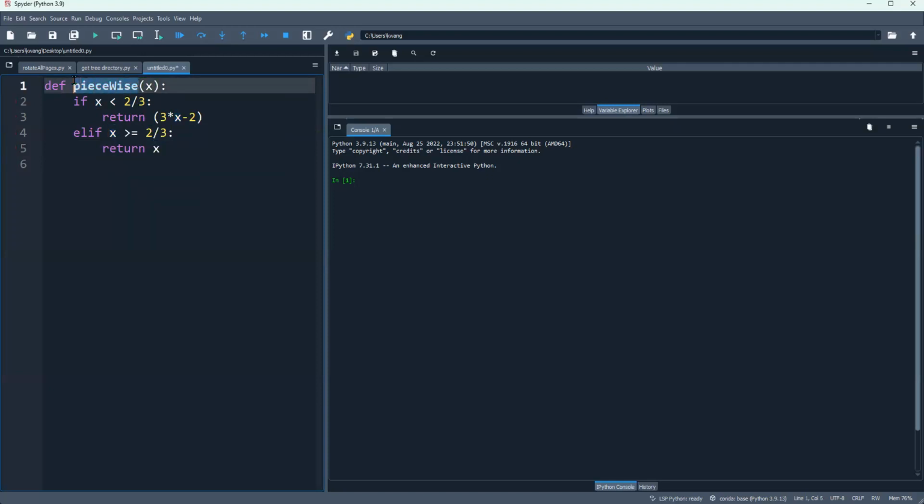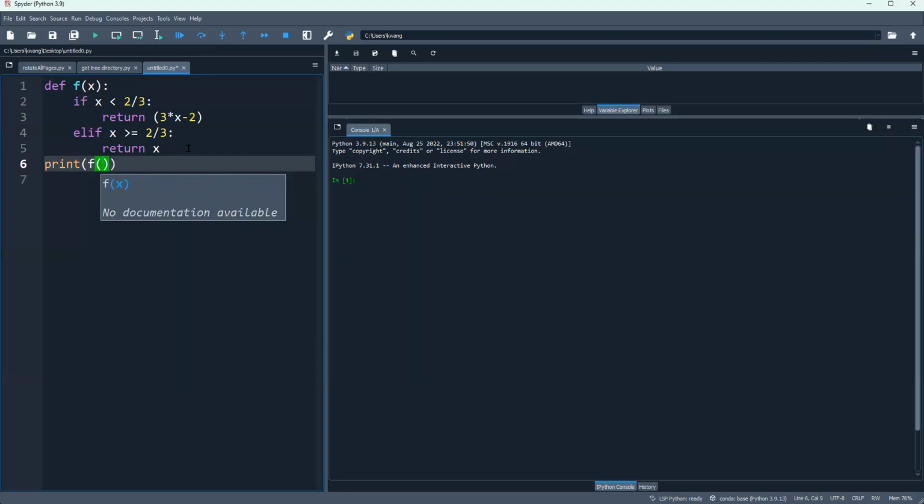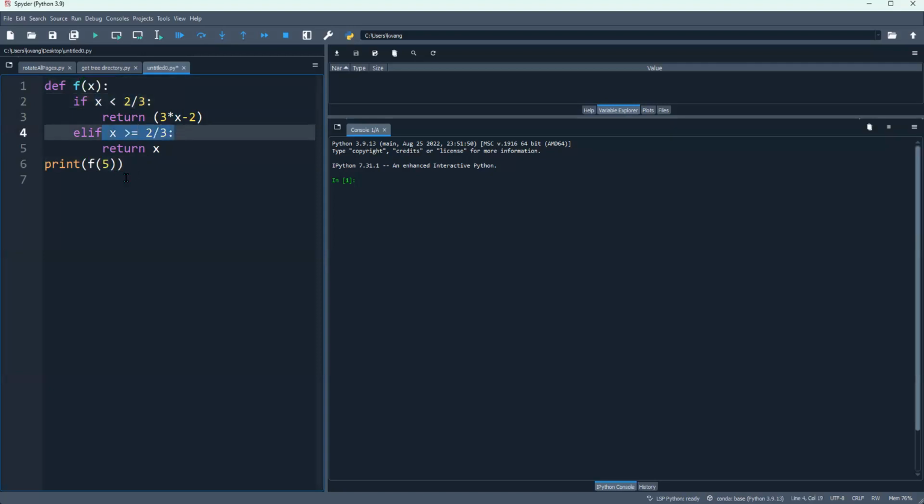If I don't want to call it piecewise, I can also call it f of x, to make it more mathematical. Now that I've defined the function, I can type in print f of, let's say, positive 5. When x equals 5, what will it return? You read the code. x is 5 now, so which branch will you enter?